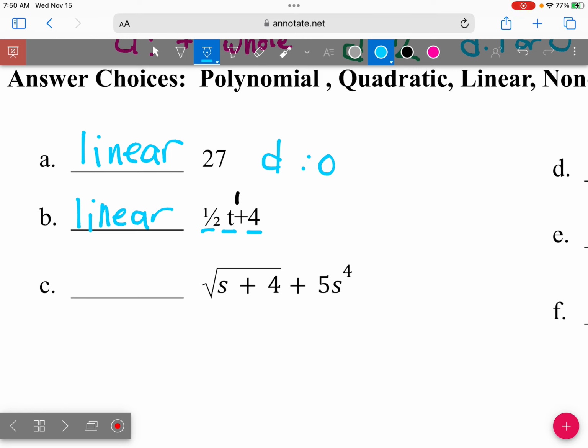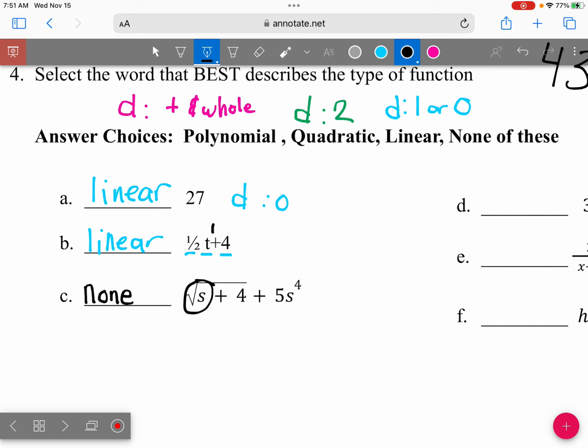What do we think that C is going to be? Is that a polynomial? Because of the square root of the letter, this is not a polynomial. So this one is none. If you have a letter under a root, it is not a polynomial. It is a radical. It doesn't matter if there's a number under there, but if there is a letter under there, no bueno.